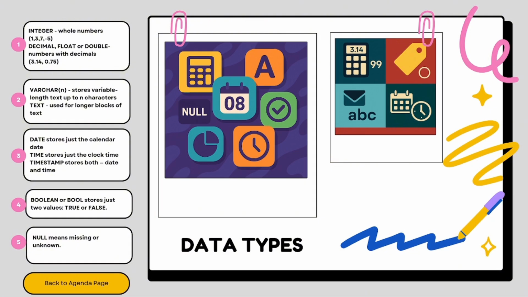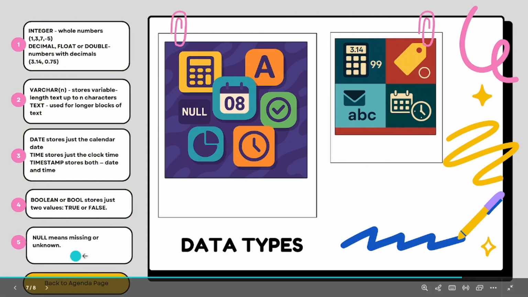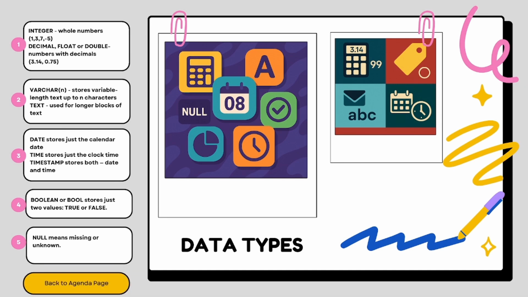And finally, null values. This one is important. Null means missing or unknown. It's not the same as zero, and it's not the same as an empty string. It just means the data is not there yet. You will use is null or is not null when filtering these values later.